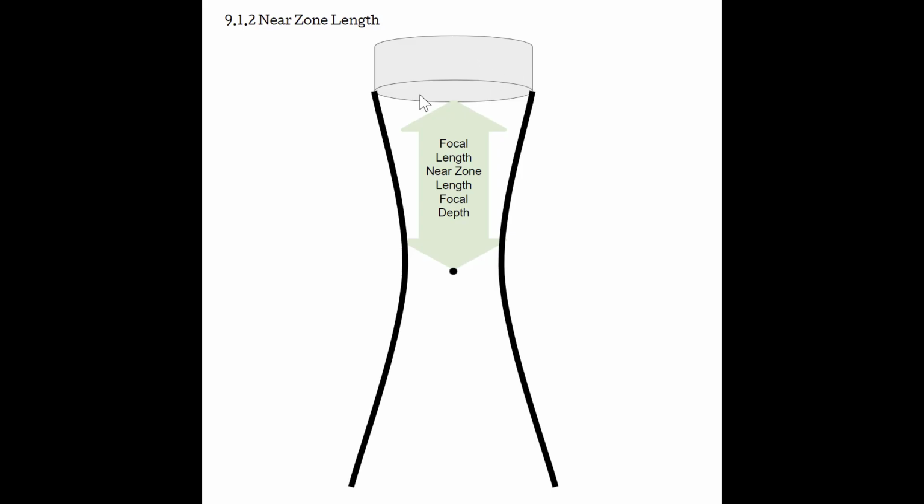We consider this beam to be what we would call unfocused, and that means that the element isn't curved, there's no lens, and there's no electronic pattern choosing where that focus is. But because of physics, the beam itself will naturally start to converge and get to a thinnest point, and that thinnest point is our focus. So again, the near zone length or focal depth is the distance from the transducer face to the focal point or the narrowest part of the beam.